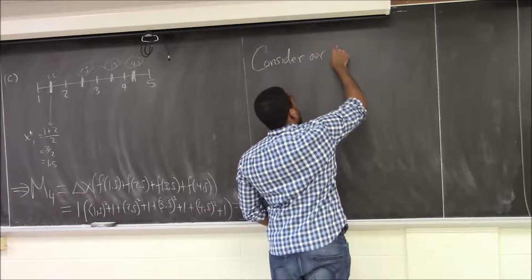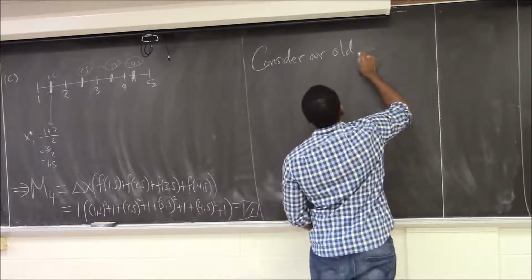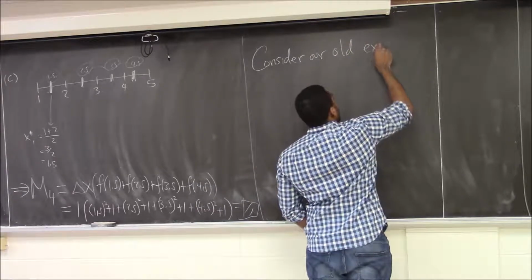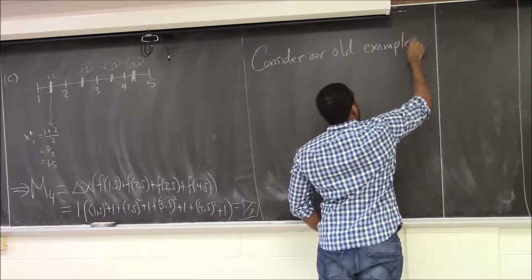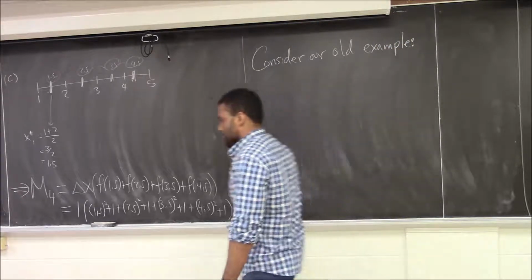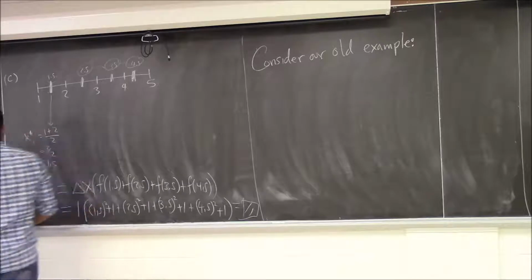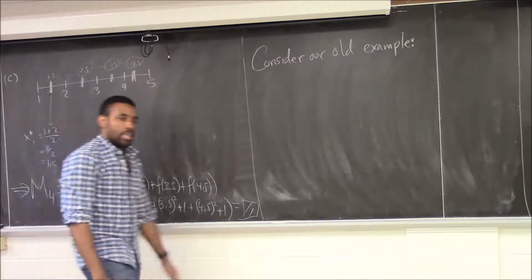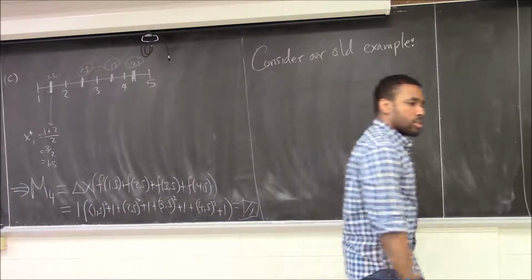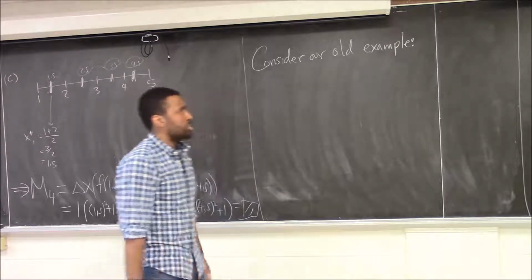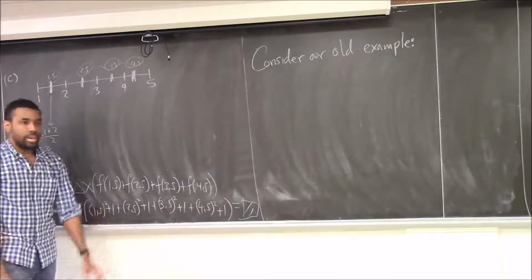Let's go back to an old example. The same example where I justified to you the idea of the derivative and why somehow the slope could be interpreted as speed. You might remember that example, right?